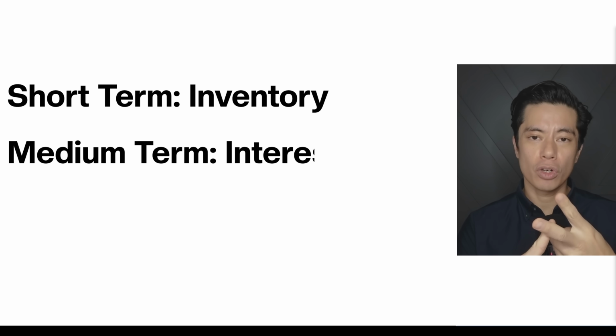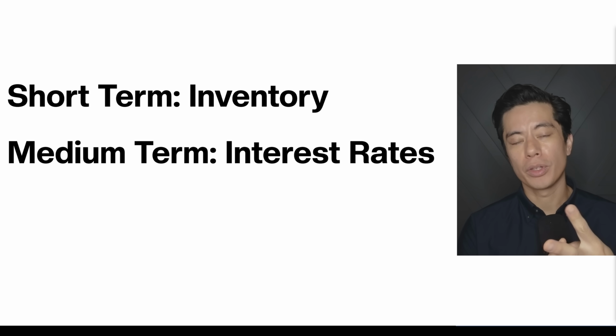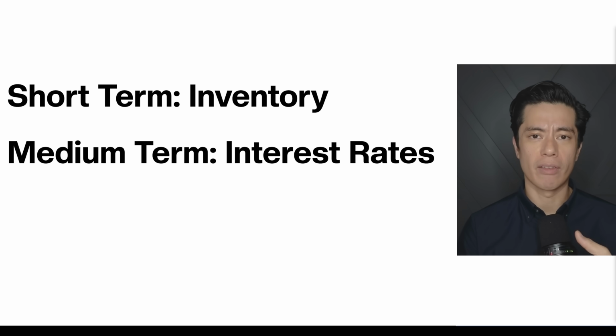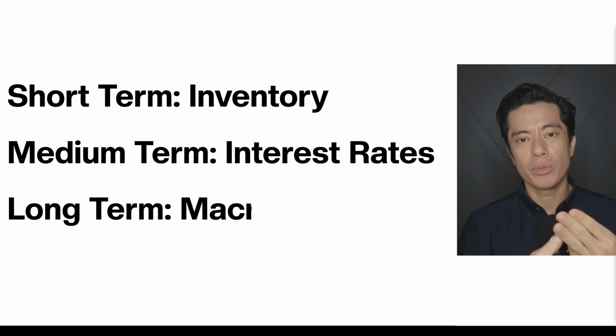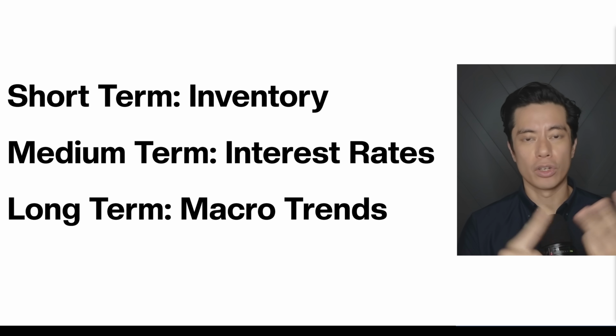In the medium term, it's interest rate, generally somewhere between 1 year to 18 months, because that's how long it takes for interest rates to take effect on the market. And then the third one would be 3 years plus, which is your macroeconomic trends, call it like your recessions or like geopolitical wars and stuff like that.